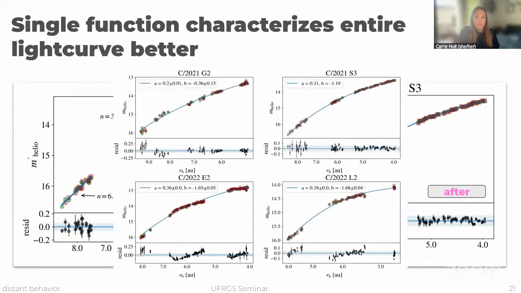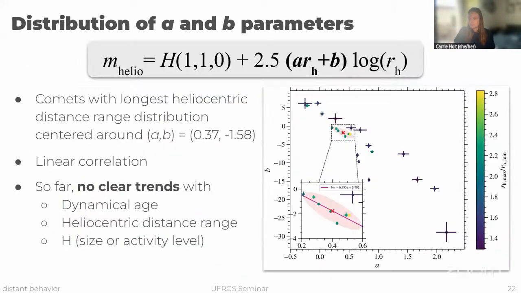And it's not just this one comet. We found that for all of our comets, this fit much, much better. Here are some examples of 4 other comets in our sample, and you can see this captures the changing slope much better. So we found that this worked pretty well.